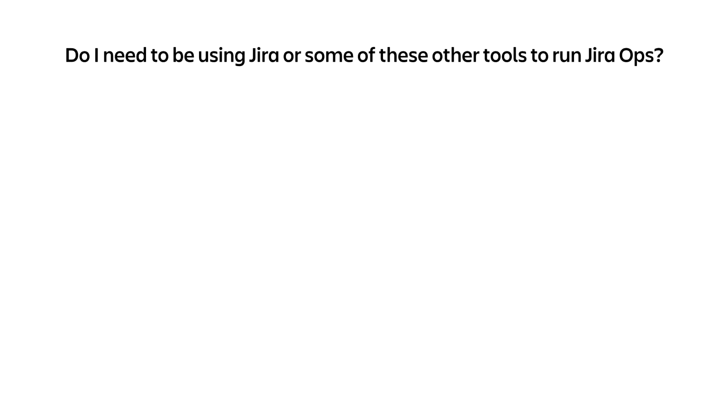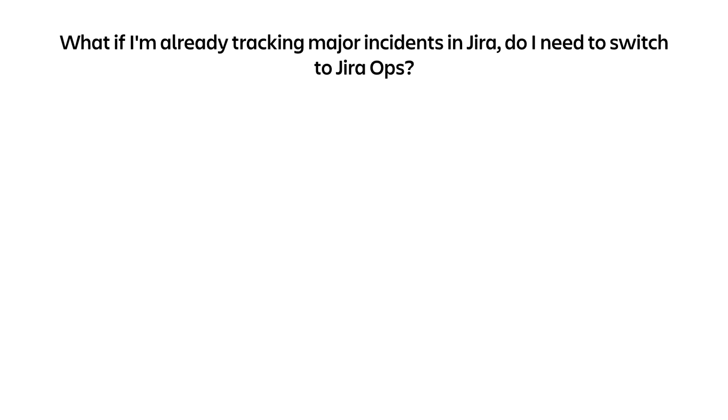Here's another question related to using other Atlassian tools. What if I'm already tracking major incidents in Jira? Do I need to switch to Jira Ops? That's a tough one to answer, and it really depends on what your organization is, what your workflow is, and how happy you are with the current Jira configuration. Obviously, Jira Ops is going to be our focus for major incidents for the future here at Atlassian. So all of these incident-related integrations, features, and reporting capabilities are just going to get more and more horsepower as the years go on here.